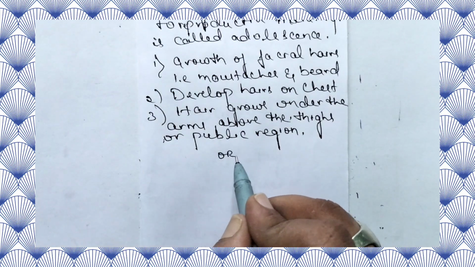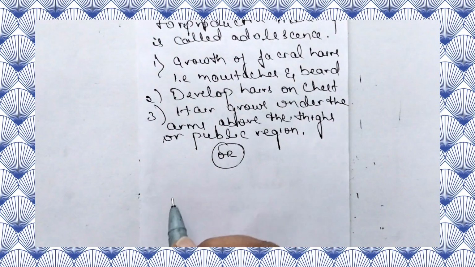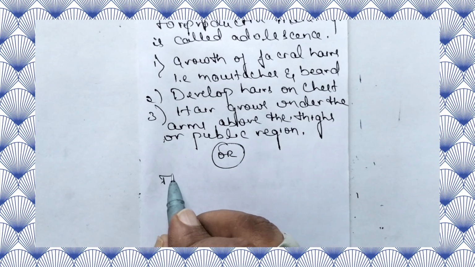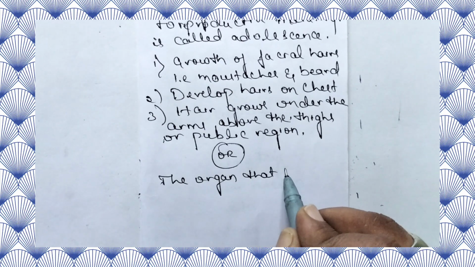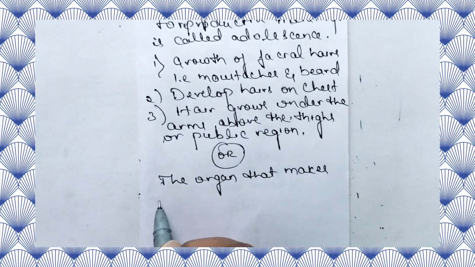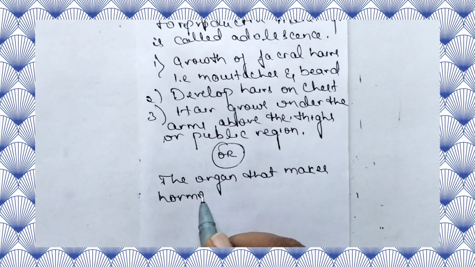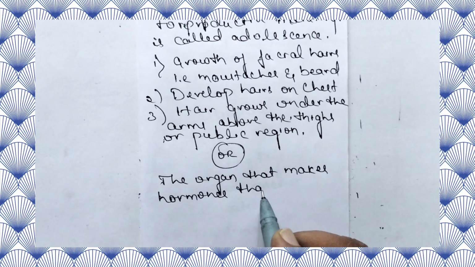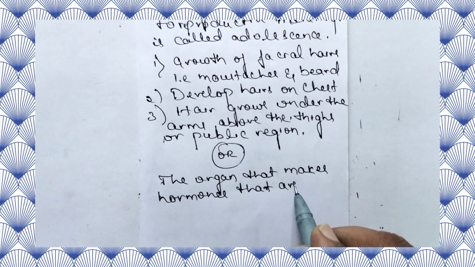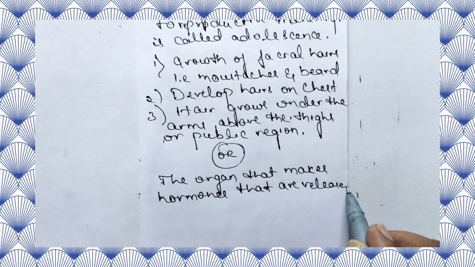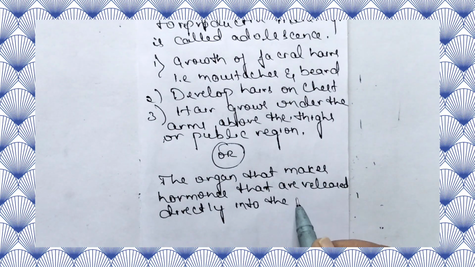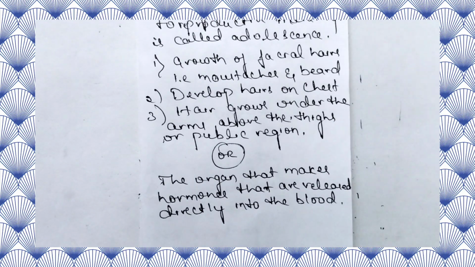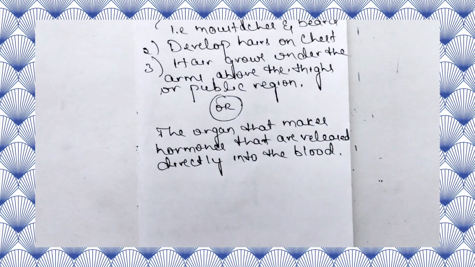In the 22nd, one more option is there, that is, what is an endocrine gland? The organ that makes hormones that are released directly into the blood are called endocrine glands.